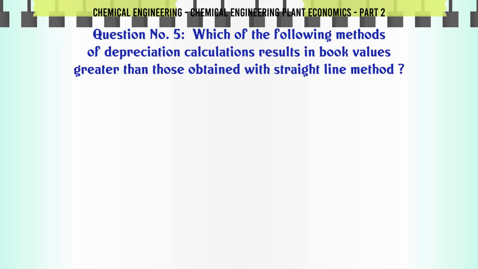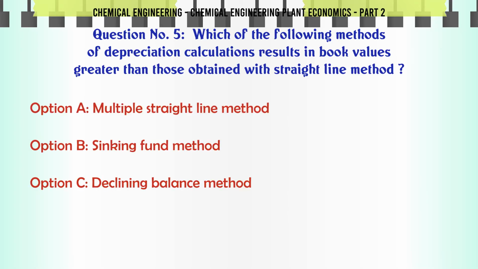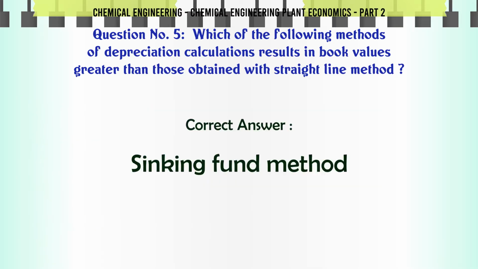Which of the following methods of depreciation calculations results in book values greater than those obtained with the straight line method? A. Multiple straight line method. B. Sinking fund method. C. Declining balance method. D. Sum of the years digit method. The correct answer is sinking fund method.